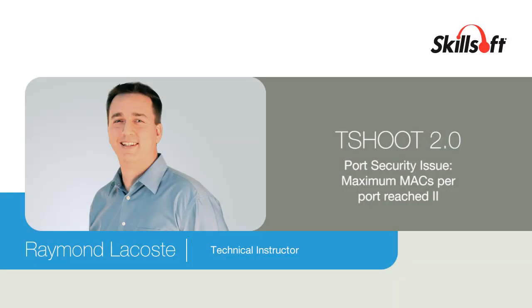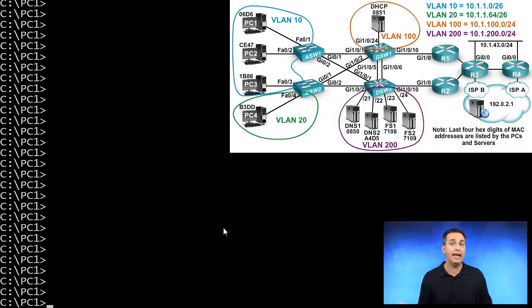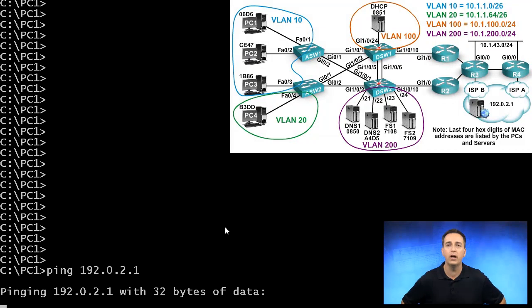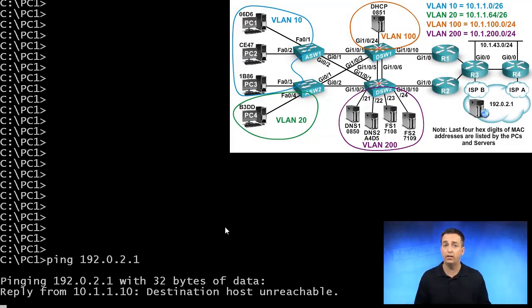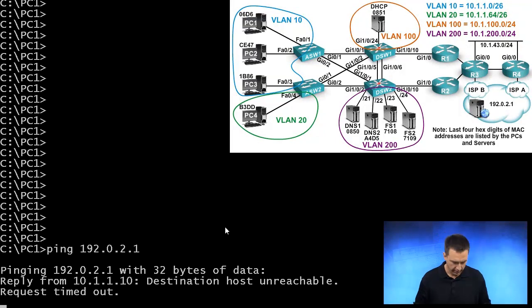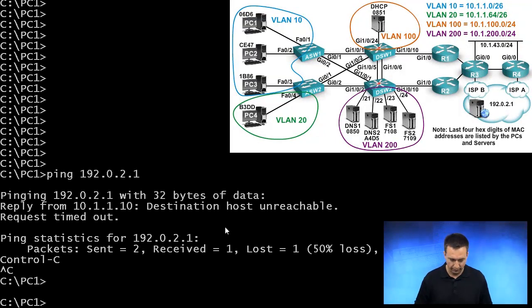Let's examine an issue whereby PC1 is complaining they can't access any resources on the network. So on PC1, you type in ping 192.0.2.1, and we're not getting a reply at all. Well, in this case, we're getting a reply from ourselves saying the destination host is unreachable. So we don't have connectivity.